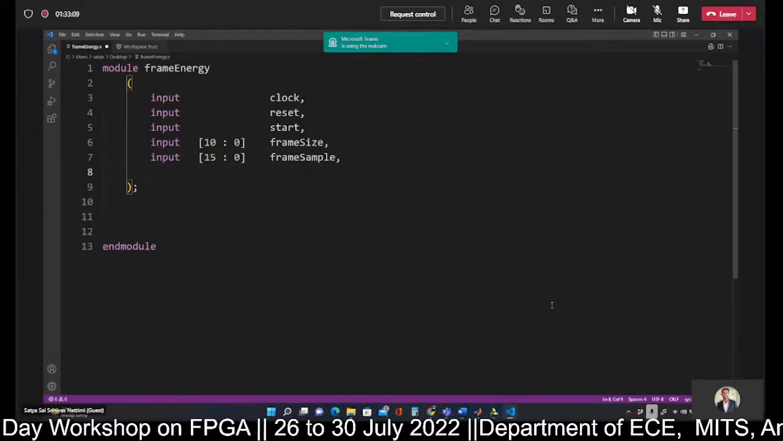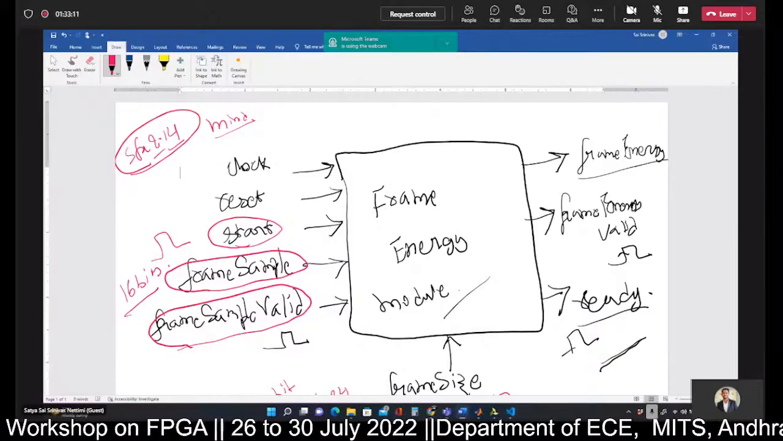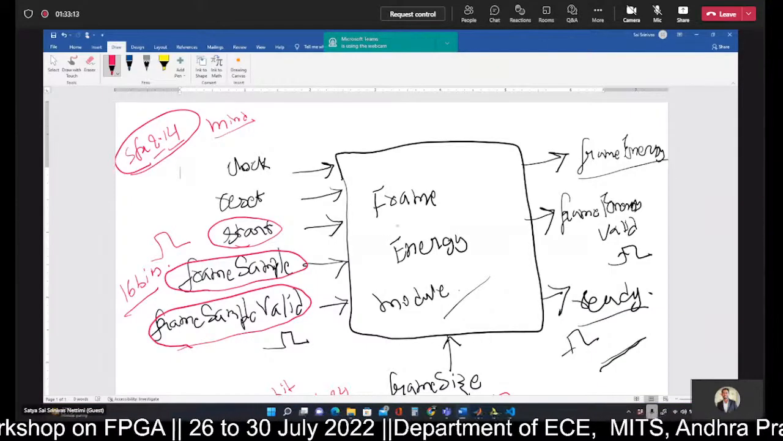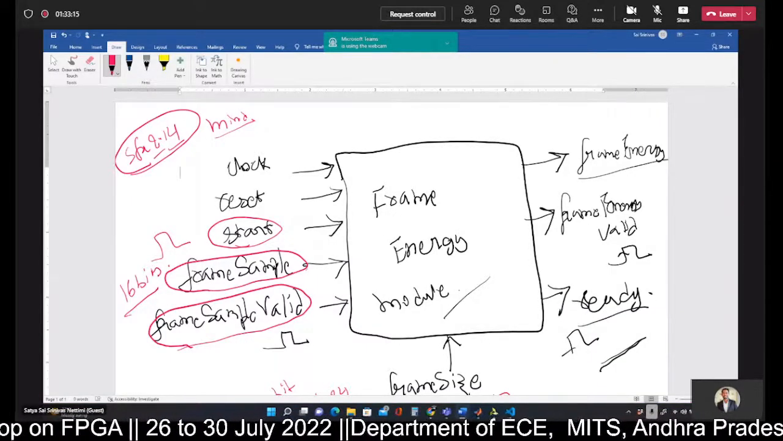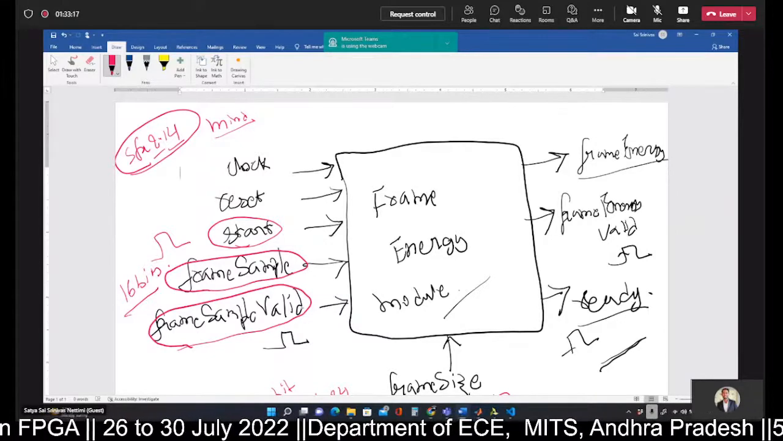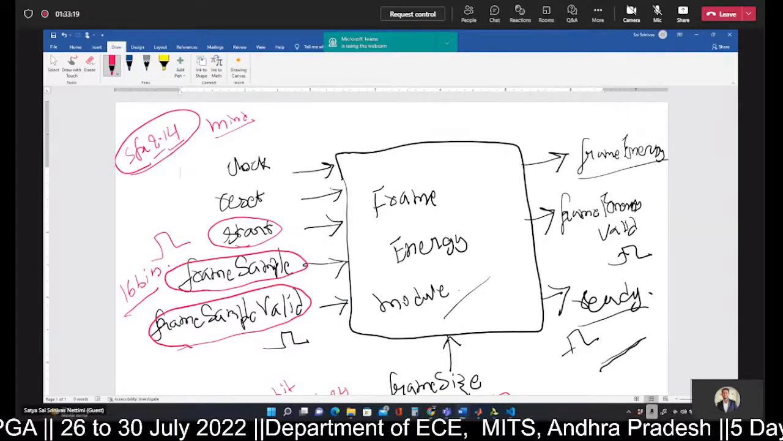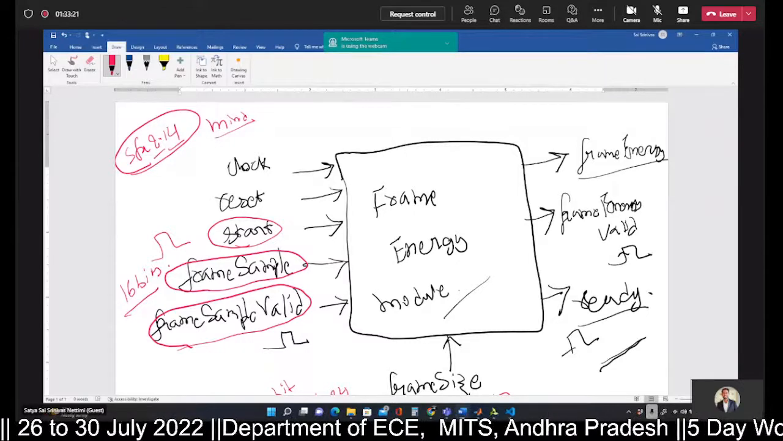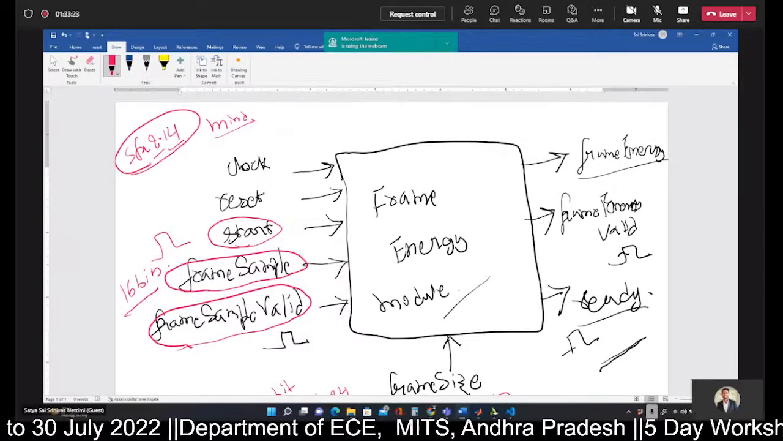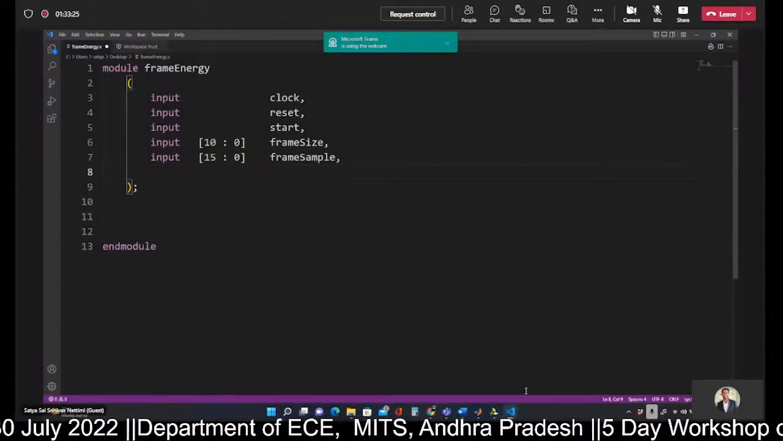Next, from the diagram you can see how our module will know whether a valid frame sample has come. We need to acknowledge on a status signal, that is frame sample valid. This is only a 1 bit input.